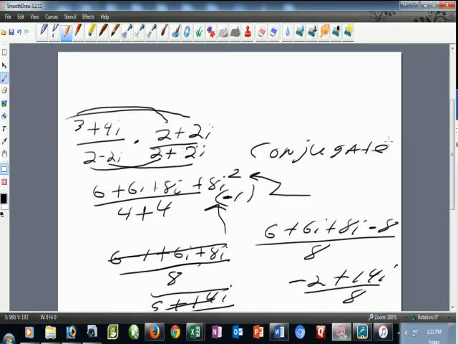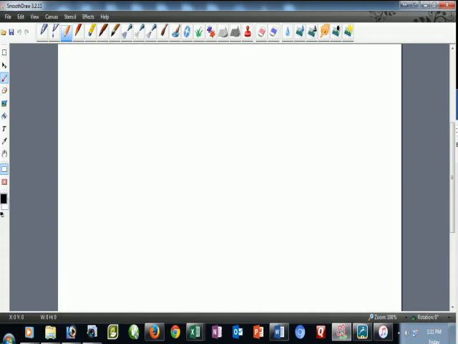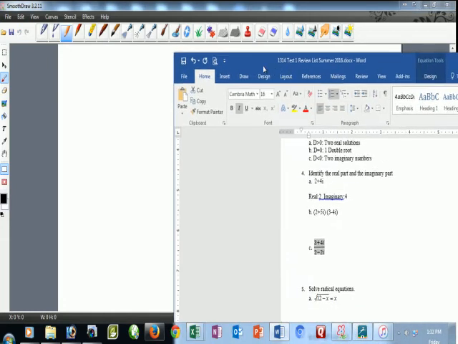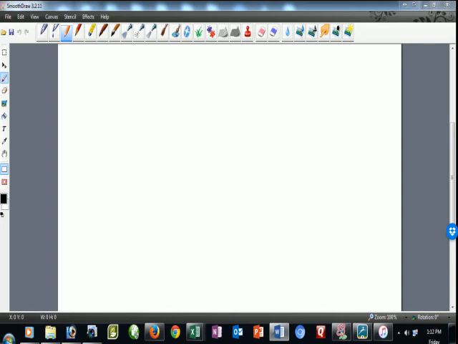Now, let's keep on going here. View, File. Let's go to New. The next question here was solving radical equations. Some people are having trouble with radical equations. What you want to make sure you do is what?